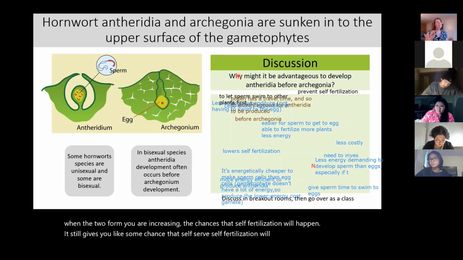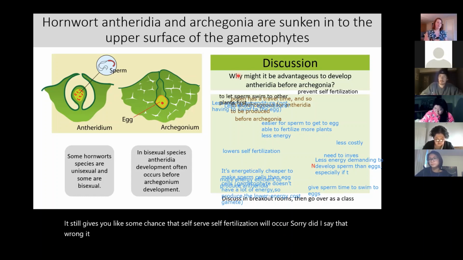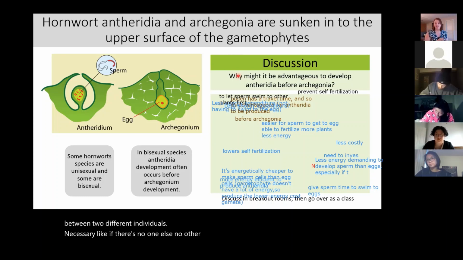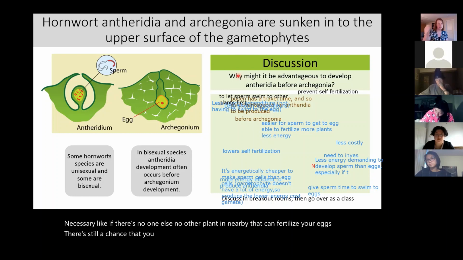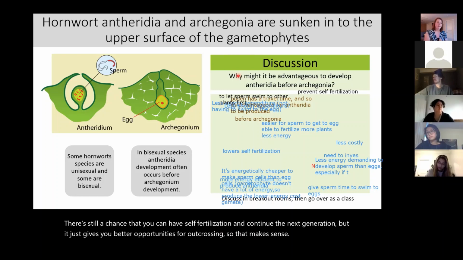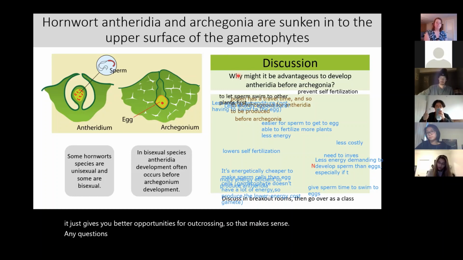Sorry, did I say that wrong? It increases the chances that self-fertilization won't happen and you'll get outcrossing between two different individuals. If necessary, like if there's no other plant nearby that can fertilize your eggs, there's still a chance that you can have self-fertilization and continue the next generation, but it just gives you better opportunities for outcrossing. Does that make sense? Any questions about that?